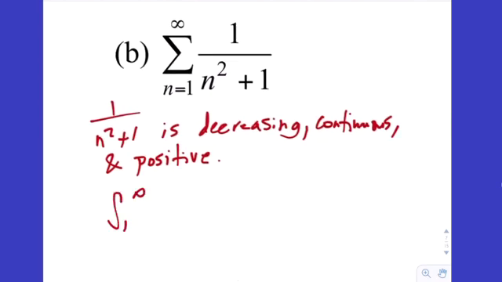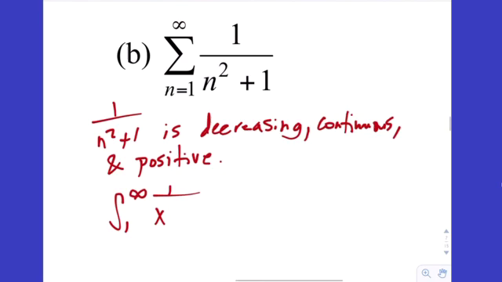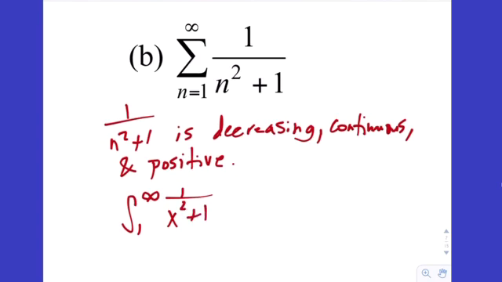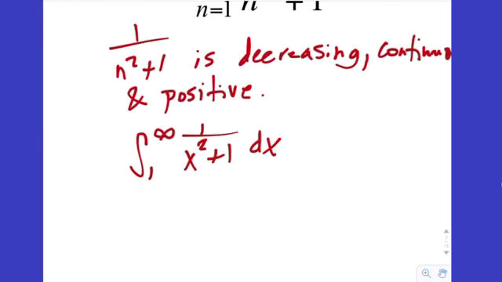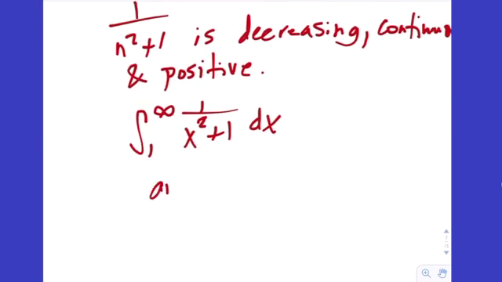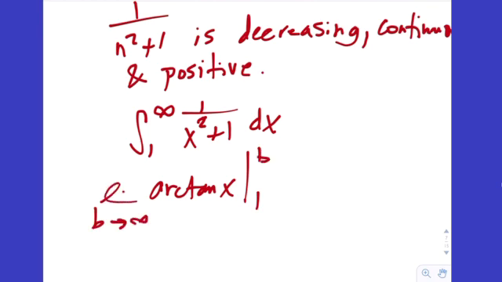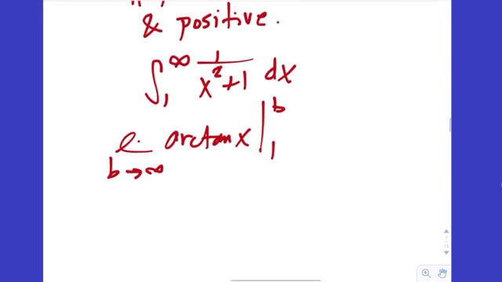Now we're going to integrate from 1 to infinity of 1 over x squared plus 1 with respect to x. All right, what would be the antiderivative of 1 over x squared plus 1? Arctangent. So that's arctangent of x, evaluated from 1 to b. Good. And now we'll put the limit as b goes to infinity up front. If this is a free response, this is what you'd have to do.